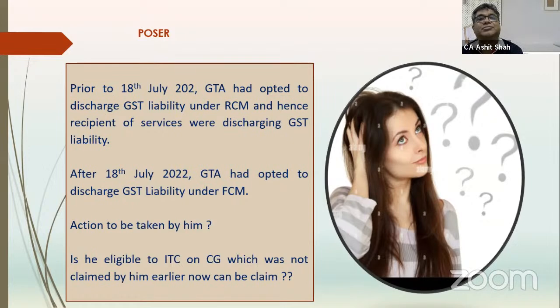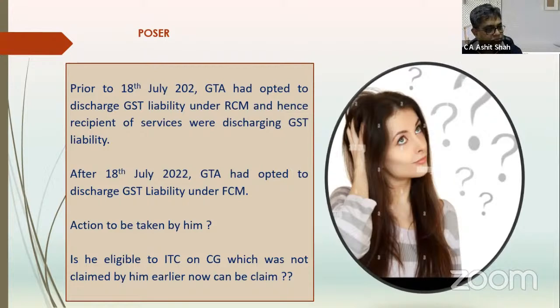Is he eligible for ITC on capital goods which was not claimed by him? Now can he claim? I think he will not be able to claim for the earlier period because at that point of time it was not eligible, when he had purchased the vehicle. And it's an afterthought, so it's going to be a difficult proposition again. Claiming for the earlier period, it could be a few months old purchase, it could be a few years old purchase.